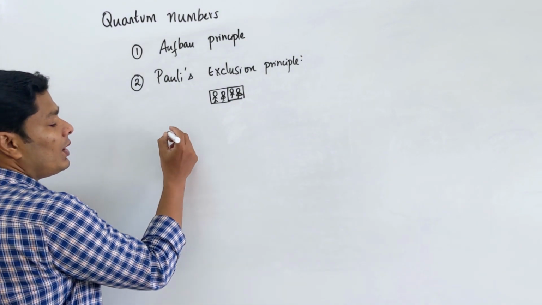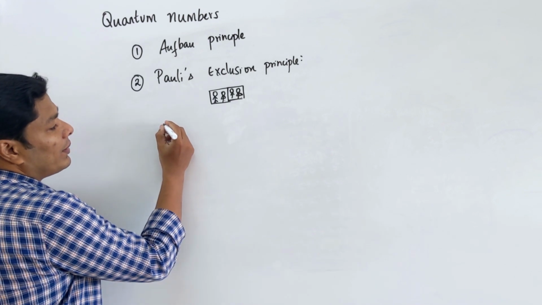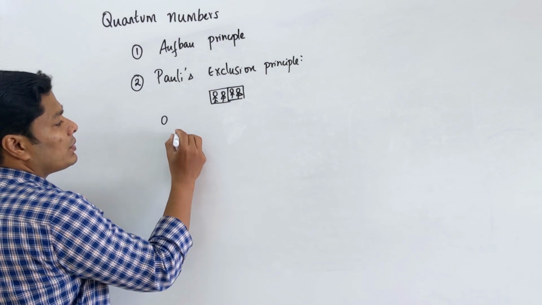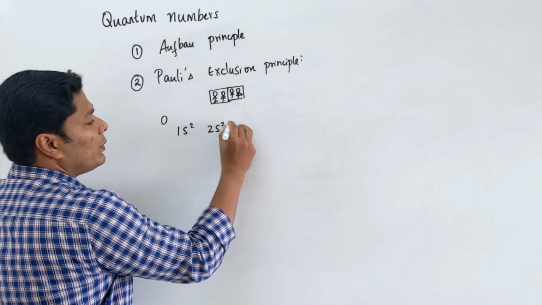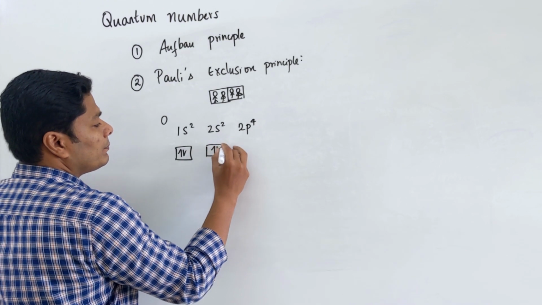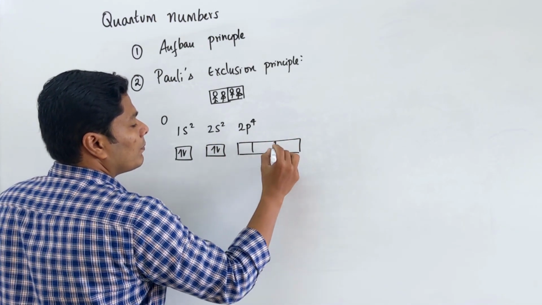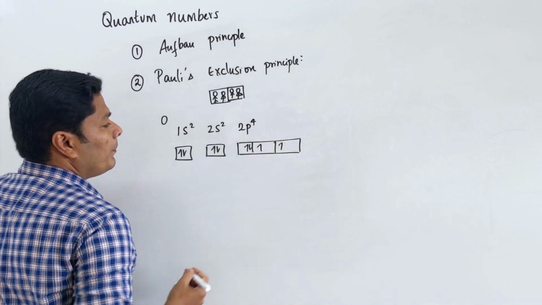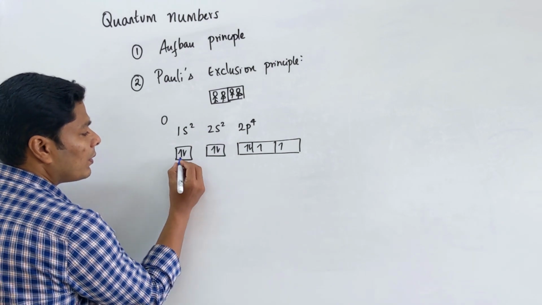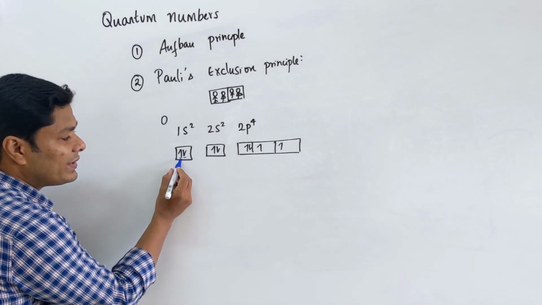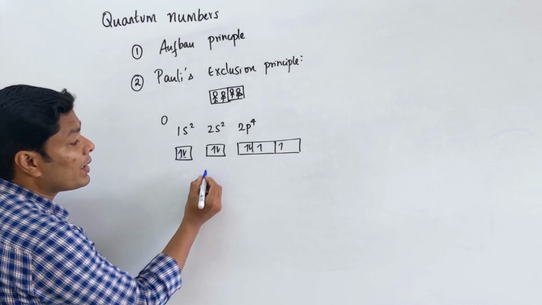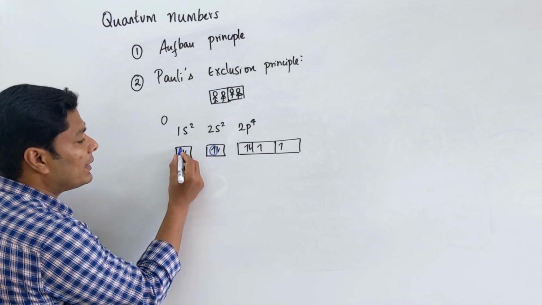For example, let's say 2 electrons. Let's say we take oxygen. So oxygen has 1s2, 2s2, 2p4. So I have this. Now let's look into this electron and this electron. They have the same n value, same l value, same ml value, but different spin value. Let's say for example, I'm going to take this electron and this electron.